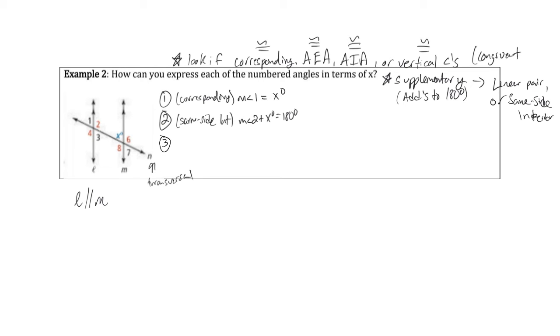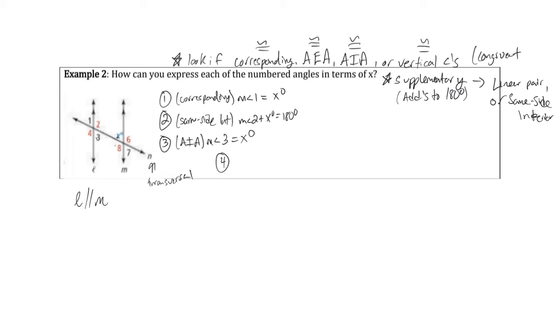Number 3, angle 3 is on the opposite side. So x and 3 are on opposite sides of the transversal, so that means alternate. And they are on the interior, so they're alternate interior angles, meaning they are congruent. So the measure of angle 3 is equal to x degrees.